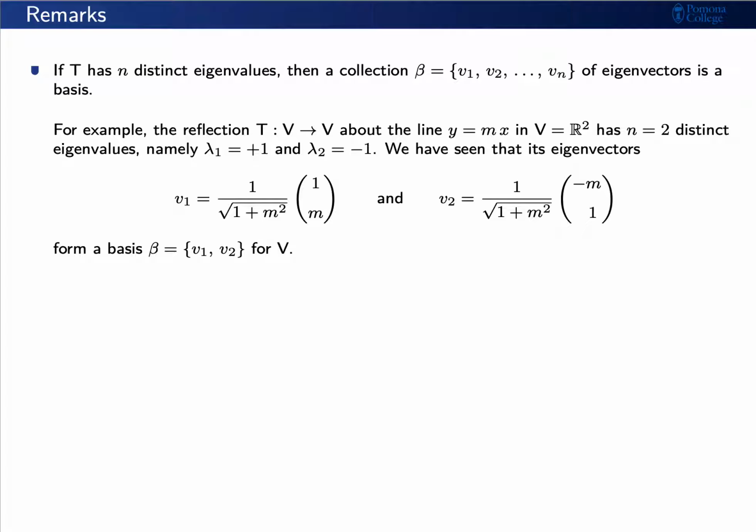For example, let's go over what we just said a few minutes ago. Let's say that T is a reflection about the line y equals mx. We've already seen that this has two distinct eigenvalues, namely lambda 1 equals plus 1 and lambda 2 equals minus 1. In particular, the eigenvectors associated to this transformation T must form a basis for our real plane R2.